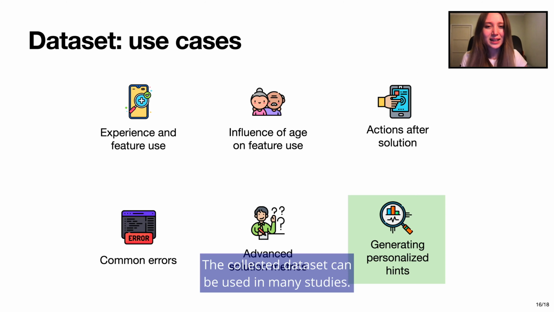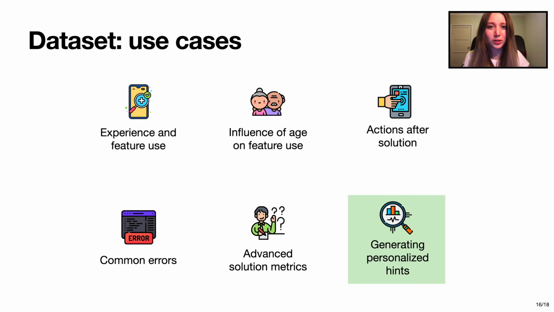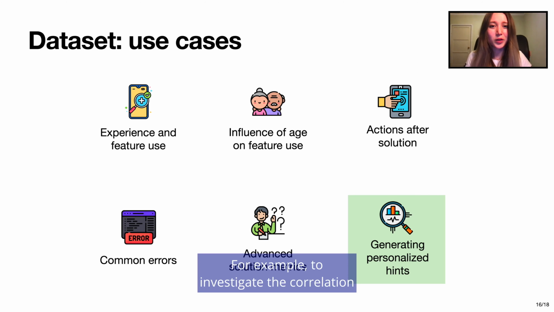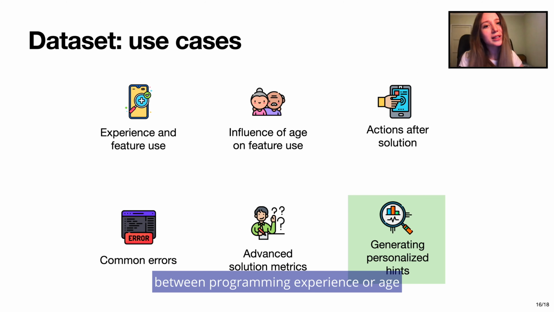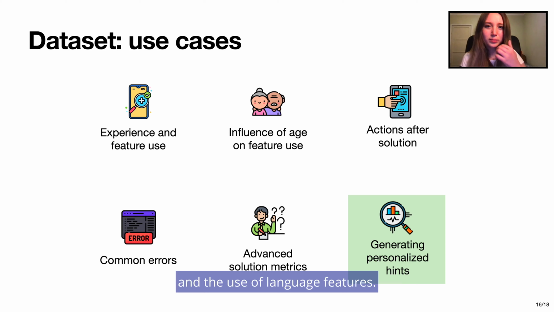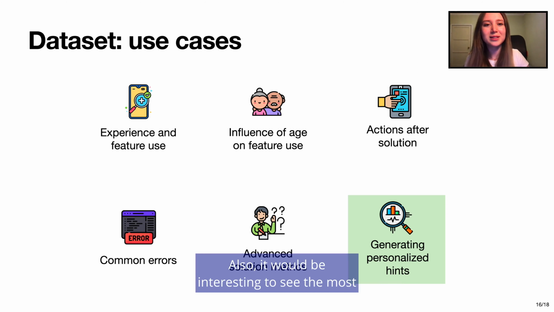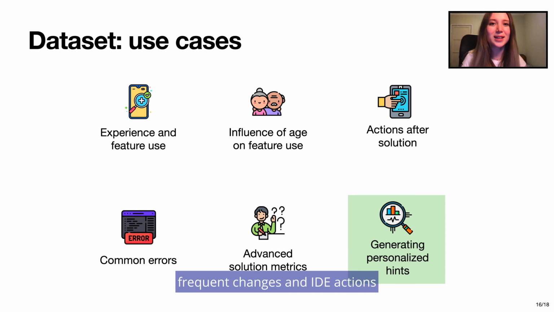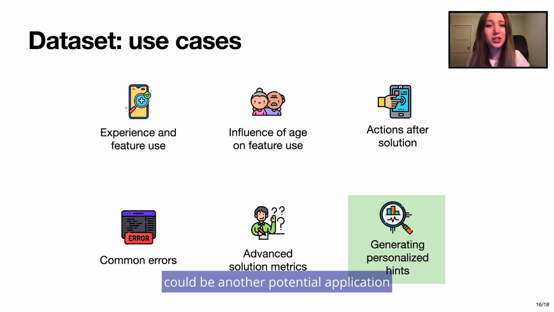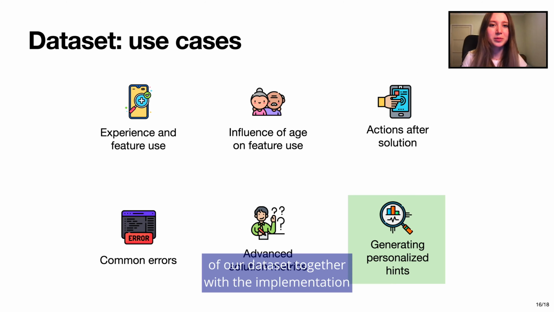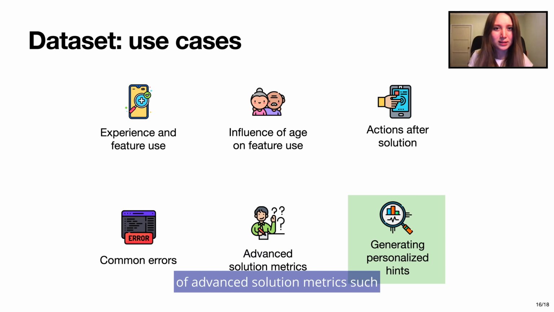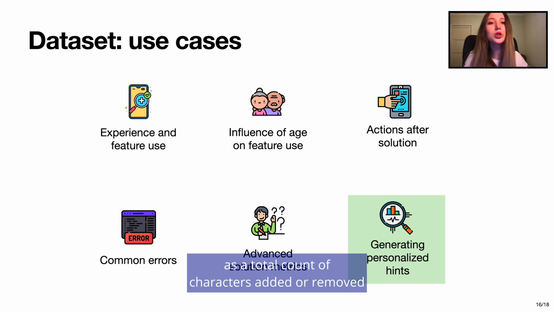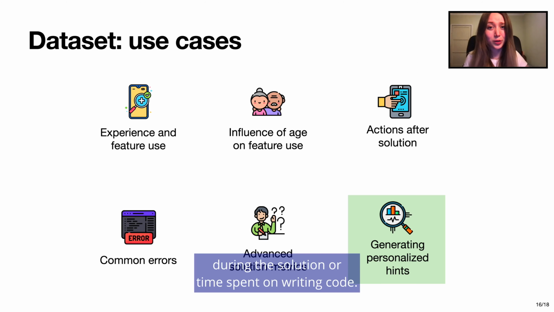The collected dataset can be used in many studies. For example, to investigate the correlation between programming experience or age and the use of language features. Also, it would be interesting to see the most frequent changes and IDEA actions after achieving a perfect score. A deeper study of common errors for different experience groups could be another potential application of our dataset, together with the implementation of advanced solution metrics, such as a total count of characters added or removed during the solution, or time spent on writing code.